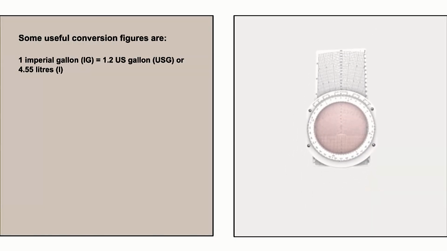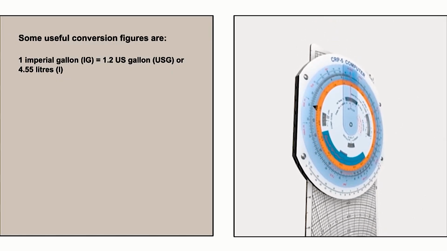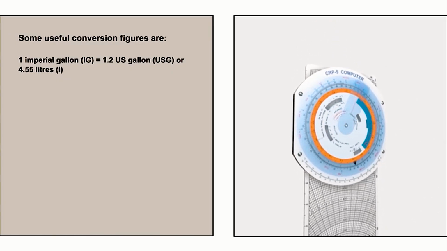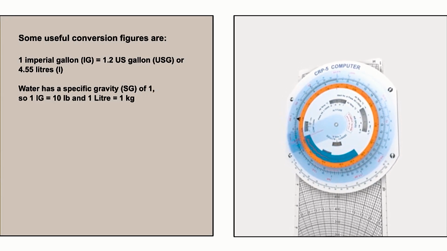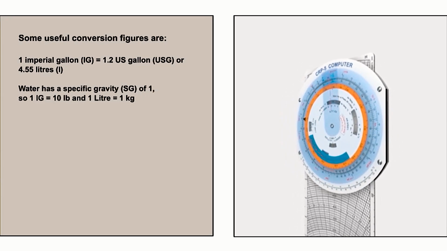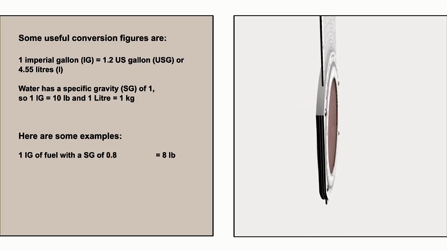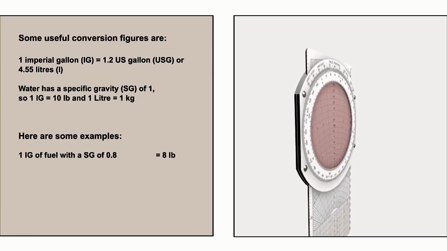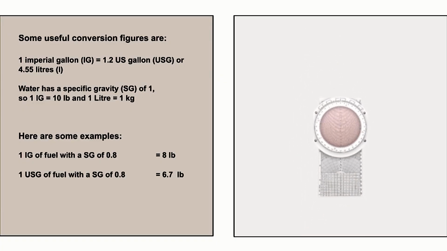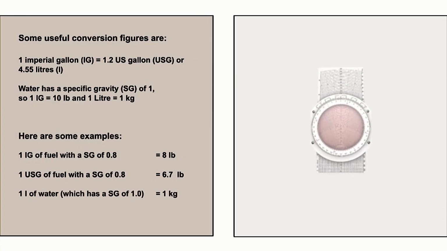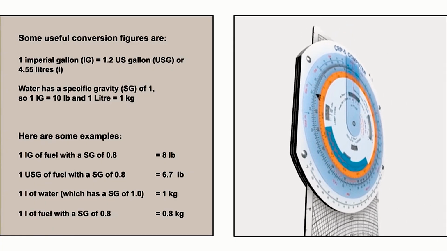It is useful to know that 1 imperial gallon is equal to 1.2 United States gallons, and also to 4.55 litres. Water has a specific gravity of 1, which means that 1 gallon of water weighs 10 pounds and 1 litre weighs 1 kilogram. For example, 1 imperial gallon of fuel with a specific gravity of 0.8 weighs 8 pounds, whilst 1 United States gallon of the same fuel weighs 6.7 pounds.